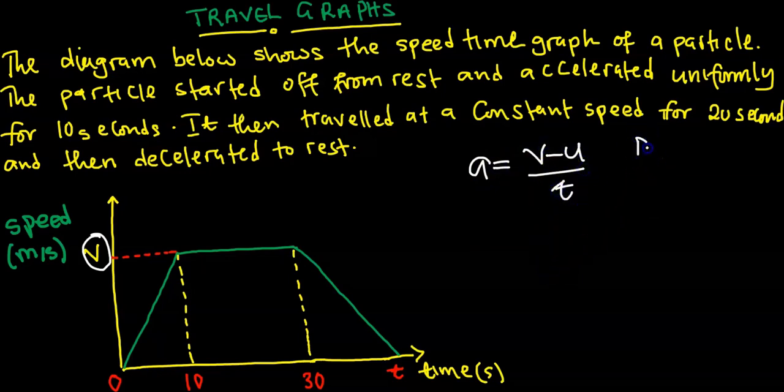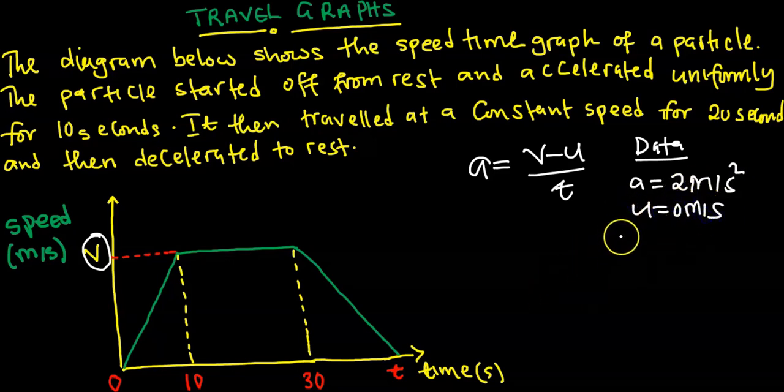Now let us collect the data that we have. In the question we have acceleration, which is 2 meters per second square. Then we also have initial speed. The question says it started from rest, so automatically the initial speed is 0 meters per second. What else do we have? We have time, which was given as the first 10 seconds. And what we are finding is the final speed, which is v, so this one we put a question mark.